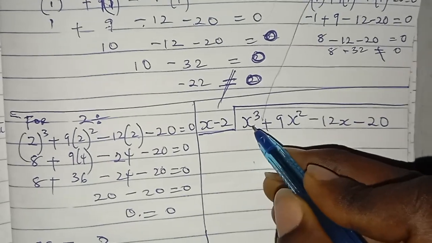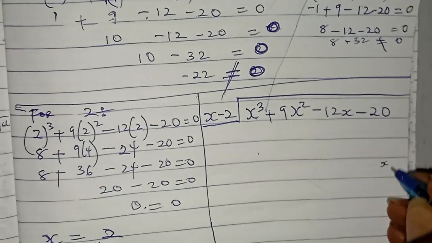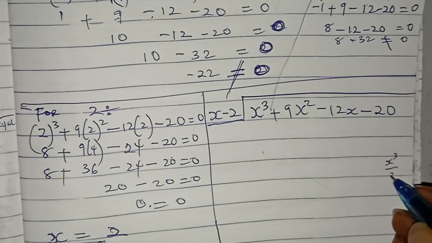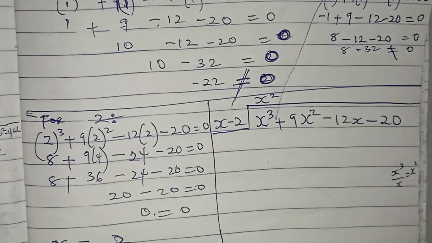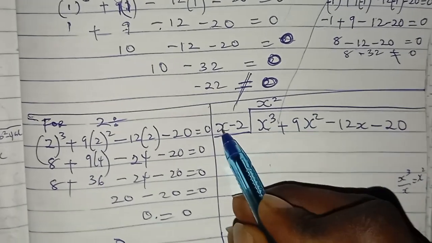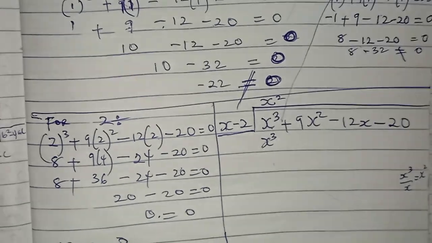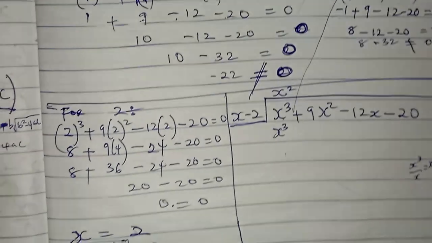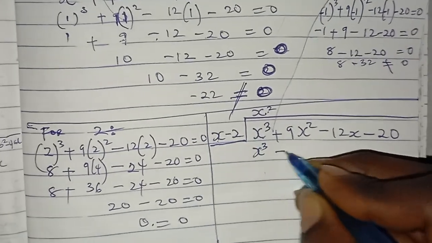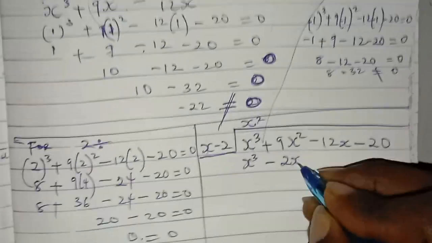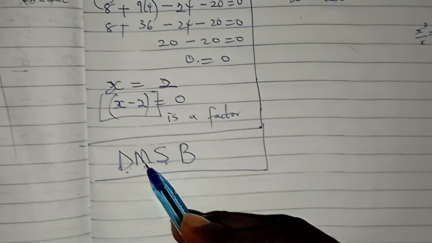So x cubed, that is here, divided by this x, I will get x squared. So let me put it here, x squared. Then x squared times x is x cubed, multiply, that is M. We've divided, we are multiplying. So x cubed. Then x squared times minus 2 will be minus 2x squared. So the minute you finish that, you move to subtraction. Divide, multiply, subtract, bring down.